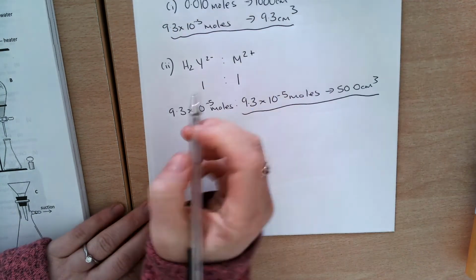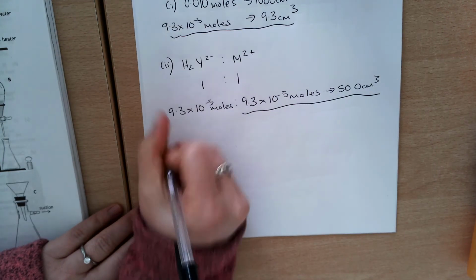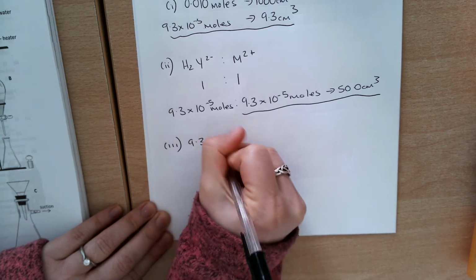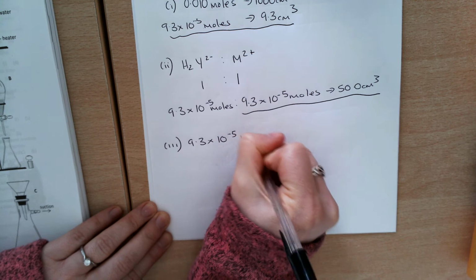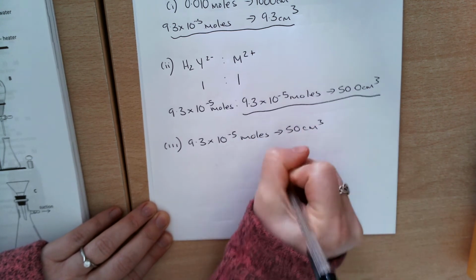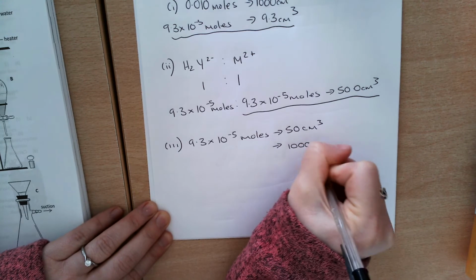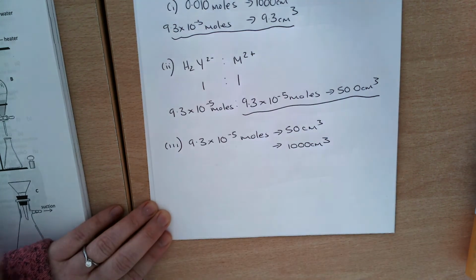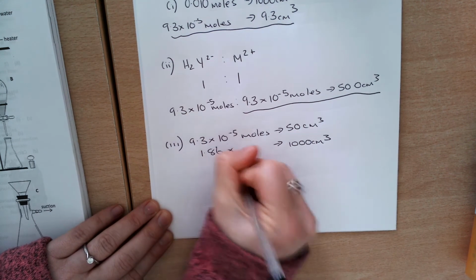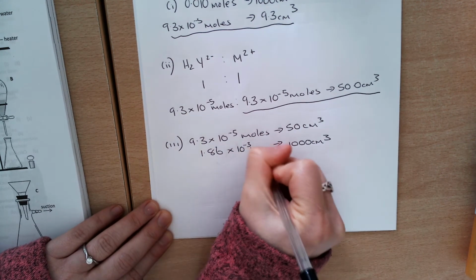Part 3 then, we're asked for the total hardness of the water expressed in grams per litre. So I've worked out that I have 9.3 by 10 to the minus 5 moles in 50 centimetres cubed. I need to work out how much is in 1,000 centimetres cubed. So multiply by 1,000, divide by 50, which gives me 1.86 by 10 to the minus 3 moles.